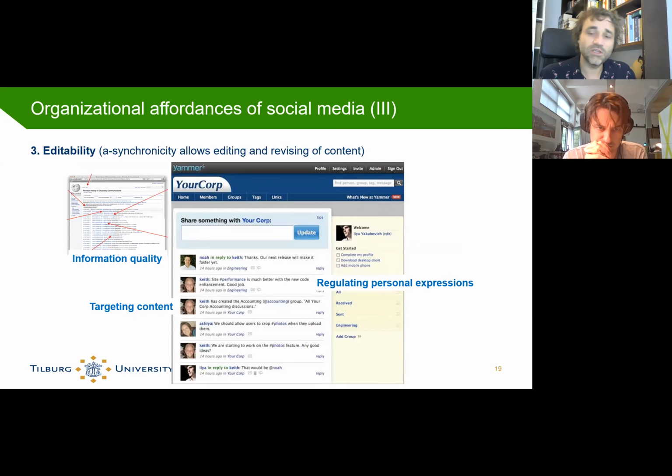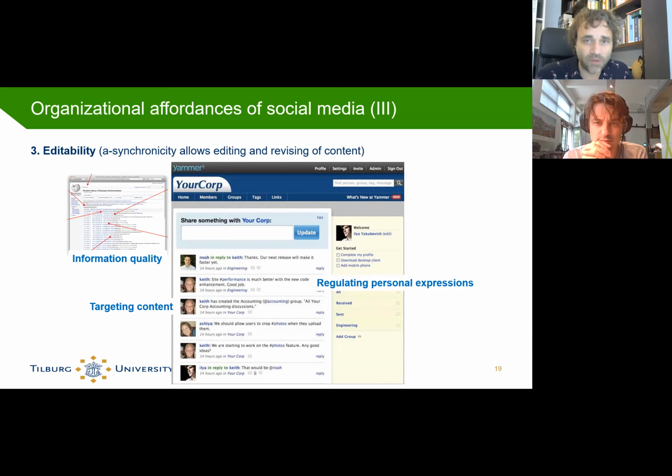Third one is also something that you, I think, almost immediately mentioned when you thought about social media. That's editability. And that means you can add to content. So you can create content, that content is then just put somewhere, people can react on that, or people can revise and edit it. So think of Wikipedia, where you can see a history of who said what.